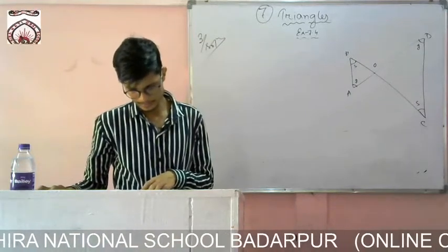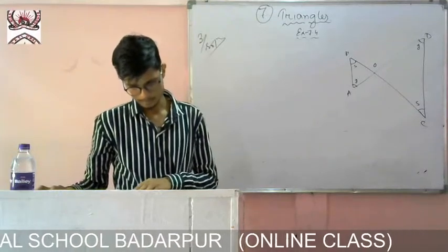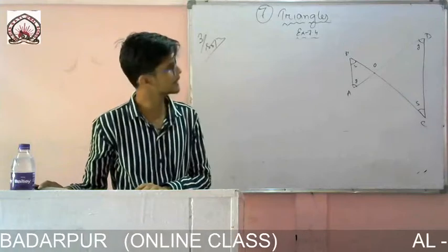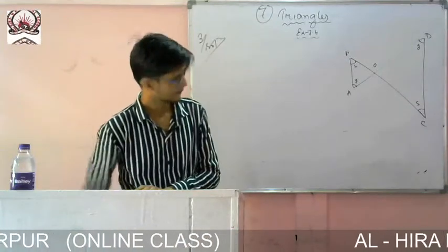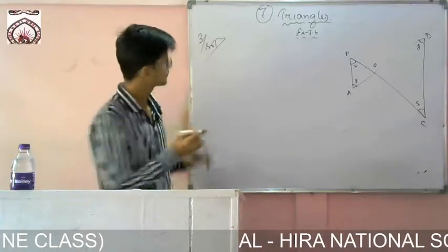Angle D is greater than angle C. Okay, so show that AD is smaller than BC. Okay, no problem, we'll show it.